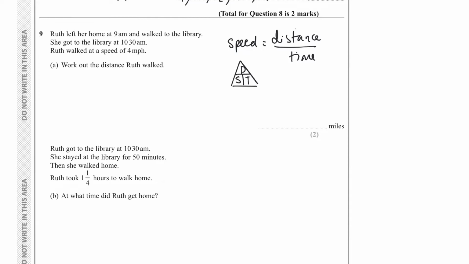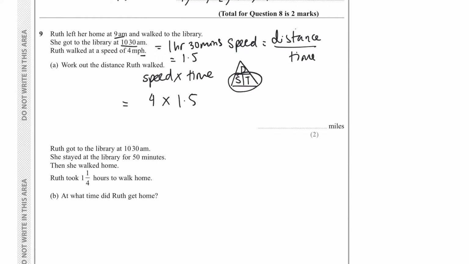So to work out distance, we are going to do her speed times her time. It says her speed is 4 miles per hour, so we're going to put 4. And then in terms of her time, she left home at 9 and got to the library at 10:30, so she spent 1 hour and 30 minutes. But because the speed is in miles per hour, we want to make sure that we put this as a decimal in hours. So that'll be 1.5 hours. So it'll be 4 times 1.5, which should leave you with an answer of 6 miles. So 6.